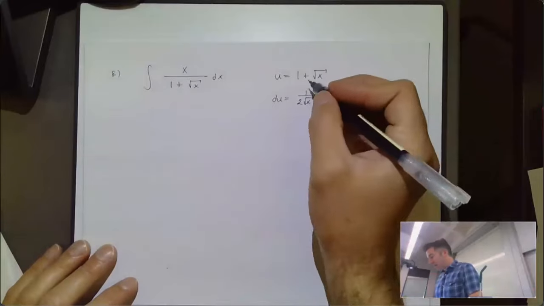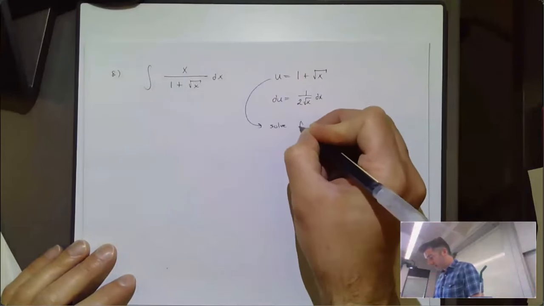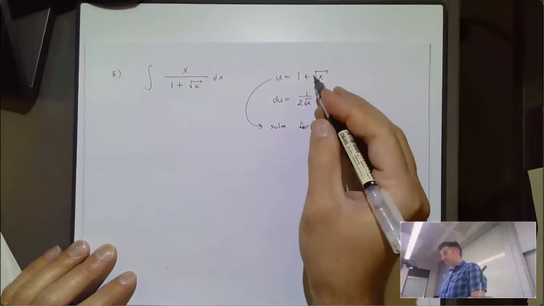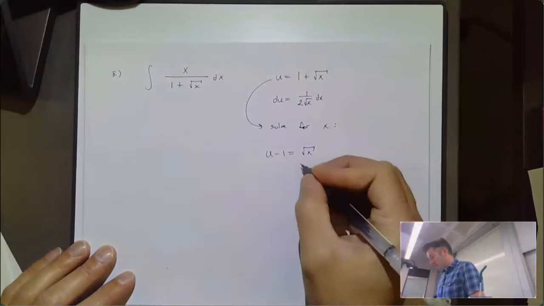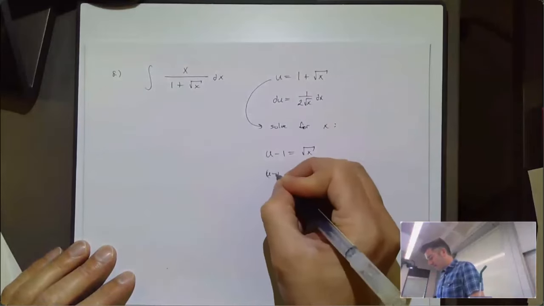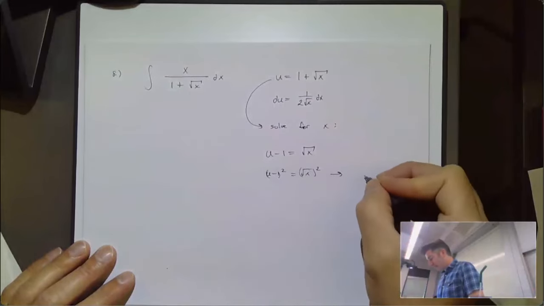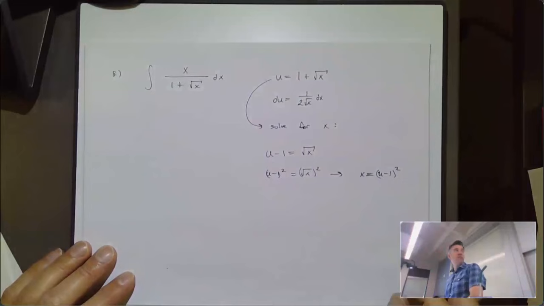So instead, just like before, I'm going to solve for x. Subtract 1 from both sides. u minus 1 equals the square root of x, and then square both sides. So I end up with x equal to u minus 1 squared. And I'm just going to leave it as u minus 1 squared.